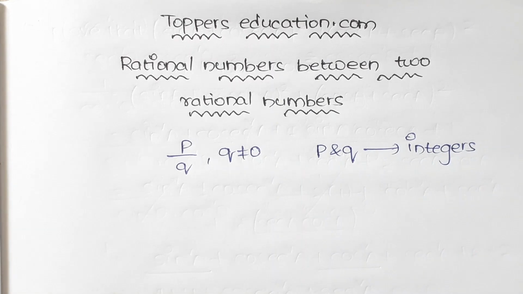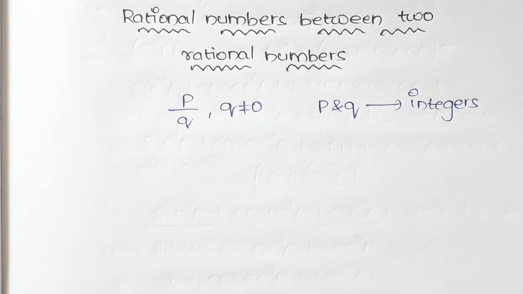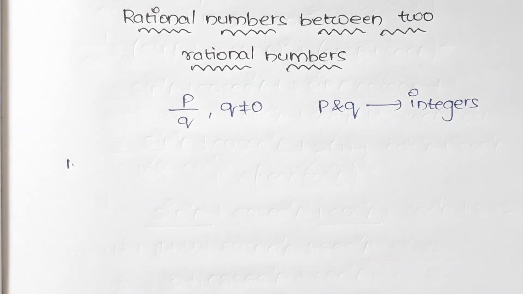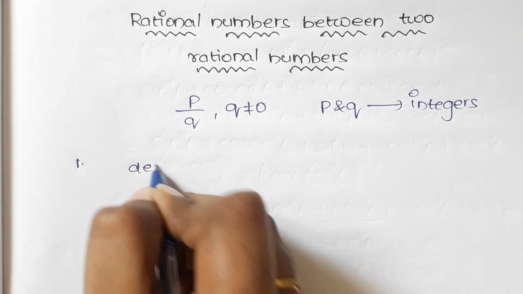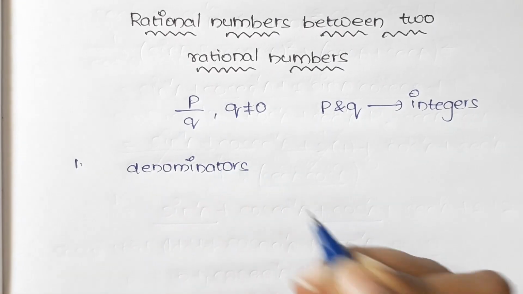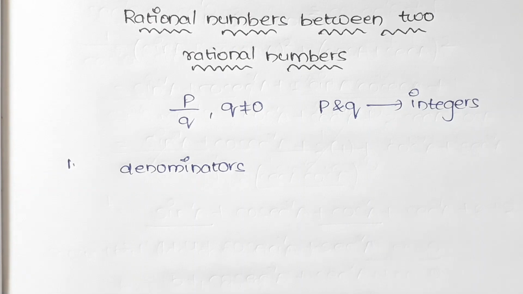Now let us see how to find the rational numbers in between two rational numbers. For this we have some steps. The first step in determining the rational numbers between two rational numbers is to check the denominators. The second step is, if the denominator values are the same, then we should check the value of the numerators.